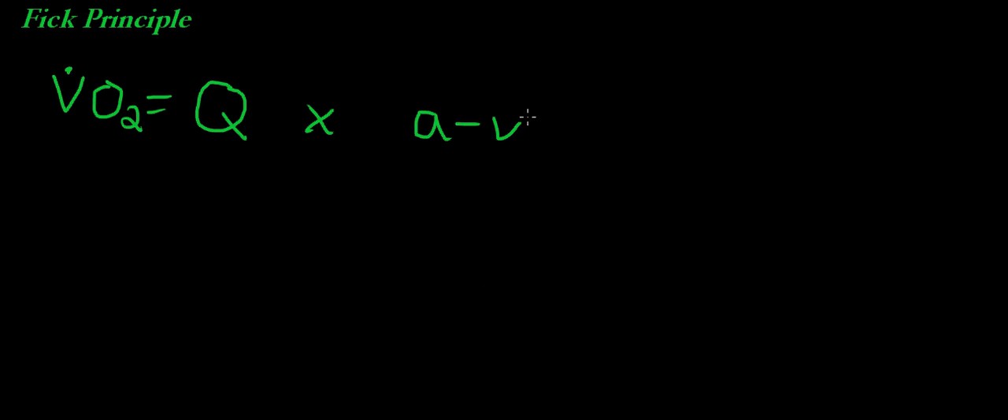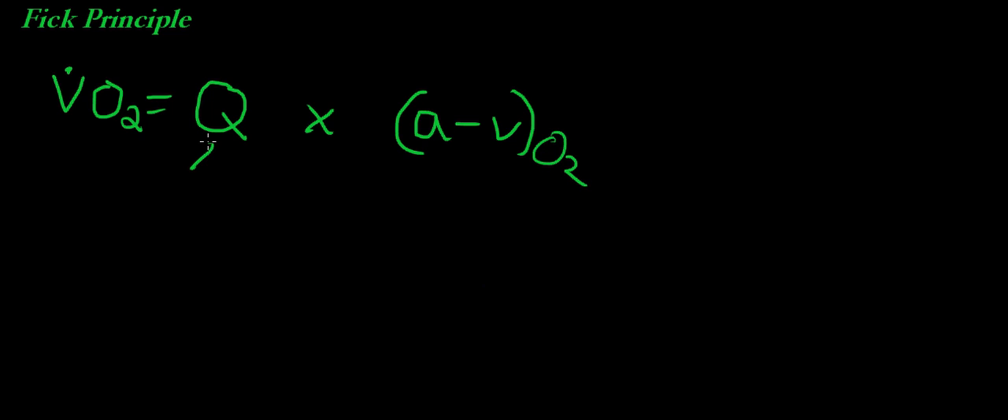Just a quick review over the Fick principle and its application to VO2. And remember, VO2 is the rate at which oxygen is consumed in the body. Okay, and using the Fick principle, we use cardiac output times the arterial minus the venous oxygen content. So the equation reads as VO2 is equal to Q times the AVO2 difference.